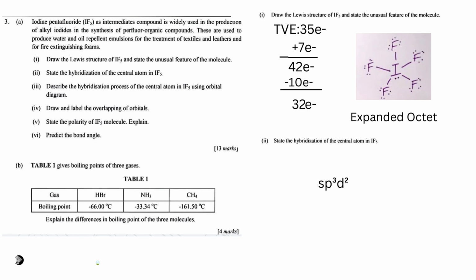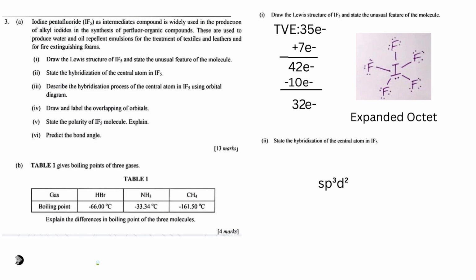For one iodine atom, it has seven valence electrons, and one fluorine also has seven valence electrons. But in the molecule, there are five fluorine atoms, so 7 times 5 is 35 valence electrons. And iodine has 7 valence electrons, so we total it up and the total valence electron is 42. After we total it up, we need to draw the Lewis structure.